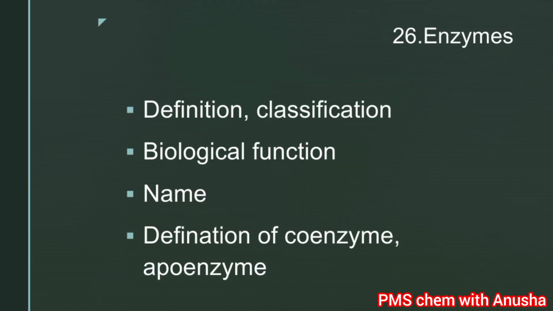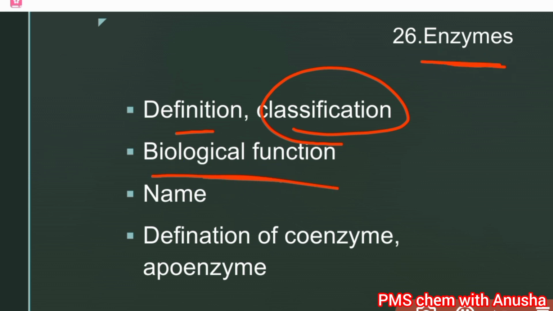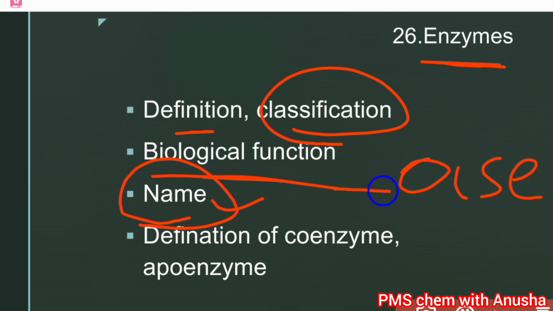Next, 26th unit, that is enzymes. In enzymes unit, you have to focus on definition of enzyme and classification of enzymes, and also biological function of enzyme and name of enzymes. You have to mention name of enzyme, and remember always enzyme name ends with ASE. Sucrase, maltase, like that, always name ends with ASE. Next, definition of coenzyme and apoenzymes.